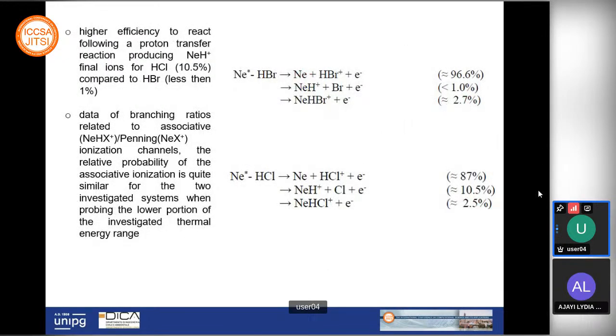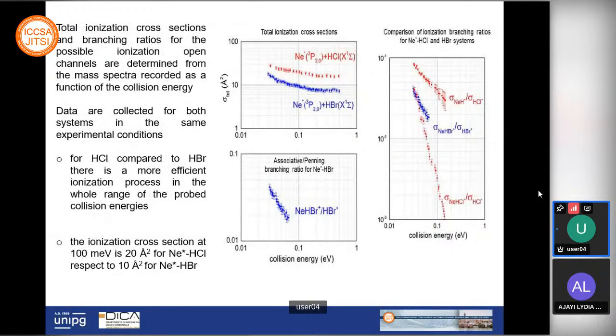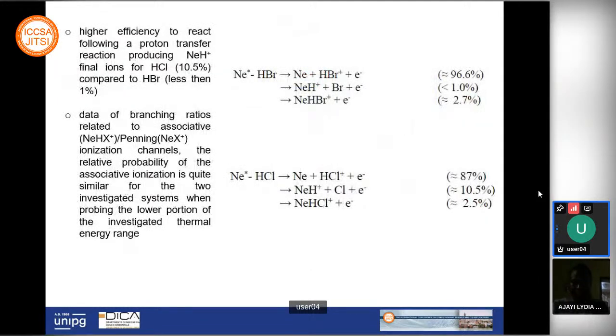If we compare the relative abundances of the open ionization channels, we can notice a higher efficiency to react following a proton transfer reaction for HCl with respect to HBr. This sadly led to the impossibility of comparing the ionization branching ratios for this kind of reaction, because of the low abundance of this ionization channel for HBr. The other channels showed a relative probability of associative ionization quite similar for the two systems.